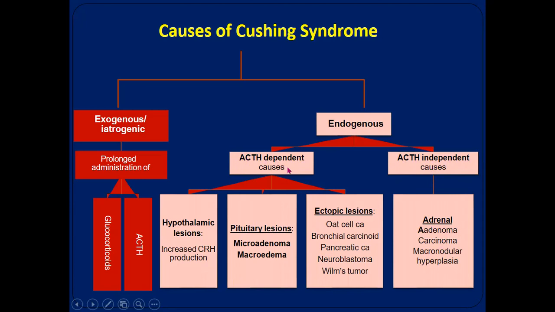Then ACTH dependent, there are three categories. Number one is the hypothalamic lesion due to increased CRH production. Second is the pituitary lesion, which is due to microadenoma or macroadenoma. Then ectopic production. Ectopic production means like bronchial carcinoid or small cell carcinoma of lung, then pancreatic carcinoma, neuroblastoma, and Wilms tumor. These are the causes of the ectopic production.